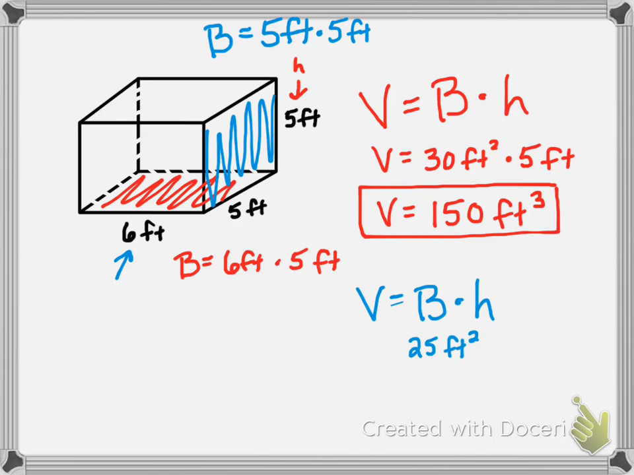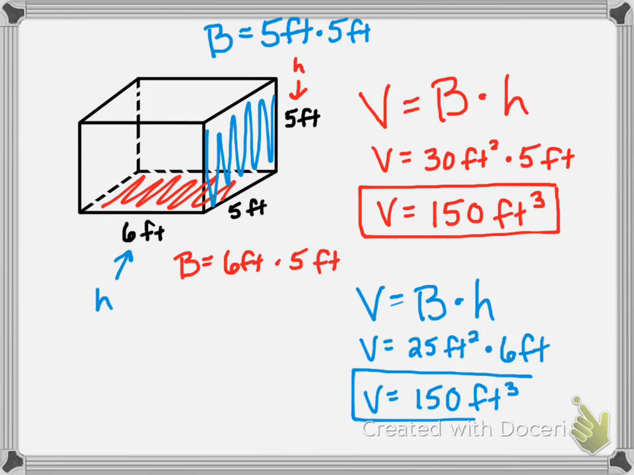And I see now, this time, the height is the 6, because this face and this length are perpendicular. So if this is my base, then this is my height. So times 6 feet, and when I multiply those, I get 150 feet cubed. Notice, I got the same answer. It does not matter which one you call the base and the height. As long as the base and the height are perpendicular, you will get the correct answer.